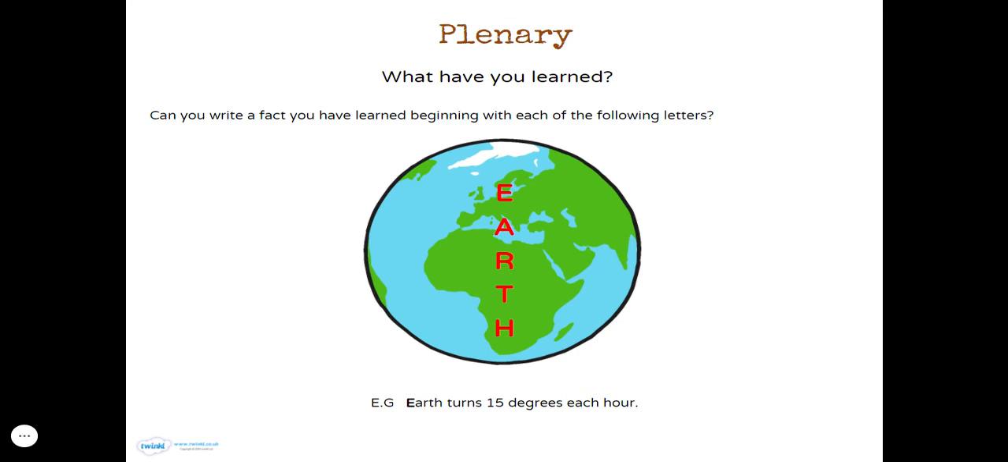And finally, again, if you have time, can you write a fact that you've learned beginning with each of the following letters? So you've got Earth there. So for example, E for Earth, Earth turns 15 degrees each hour. What fact can you come up with for A, R, T, and H?